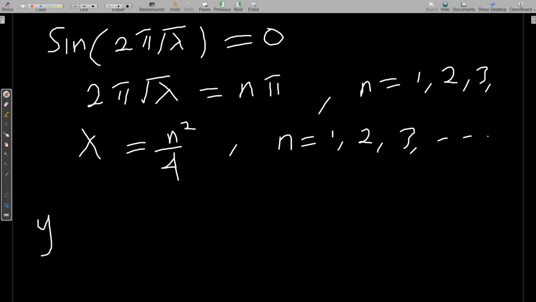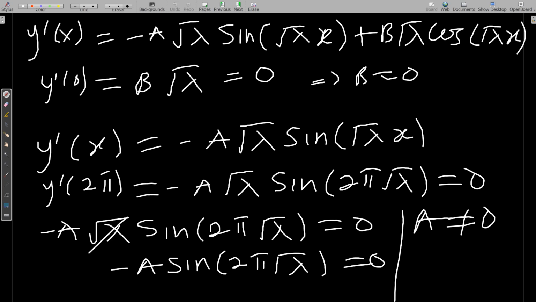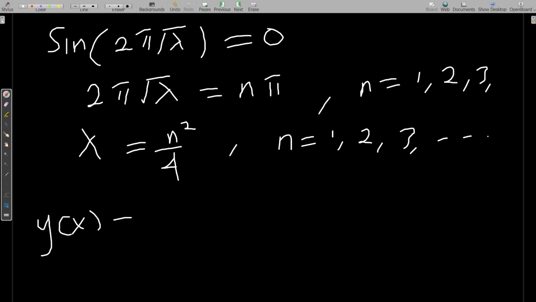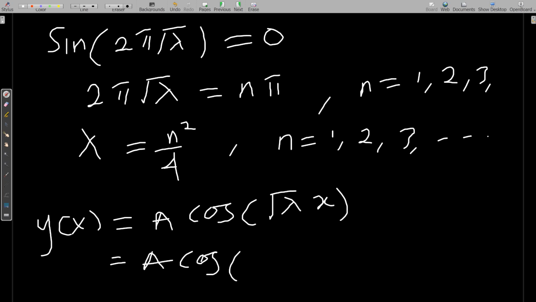But remember, we've already found from this condition that b is equal to 0. So you go back to your original y of x, put b equals 0 there and maintain your a. So you have a cos of square root of lambda x plus b sine something, but b is 0, so you don't write that back, and this will be equal to a cos of n over 2 x. So here are the eigenfunctions for case 1.